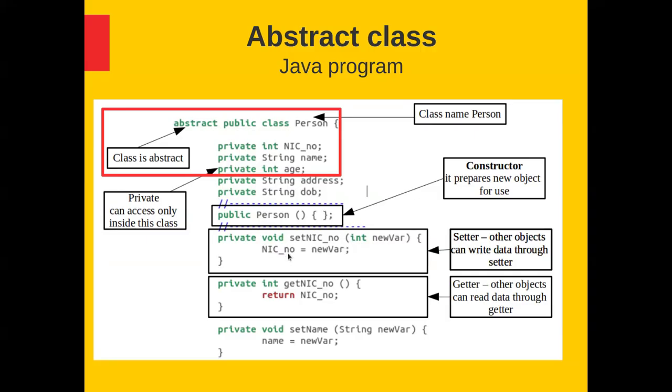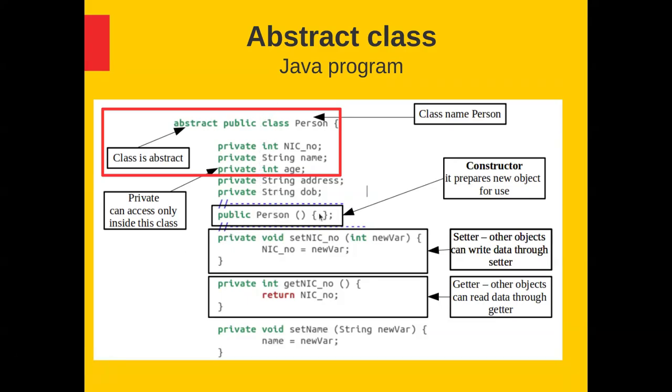This is called a setter. Other objects can write data through this setter. If you want to access the NIC number, we have to access this getNICNumber. This is called a getter. Set name, string setName, name. You can enter the name by using this method. These are methods. These are attributes.